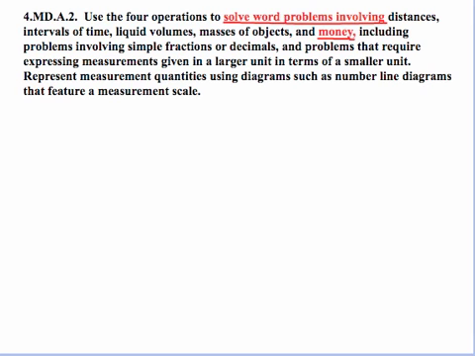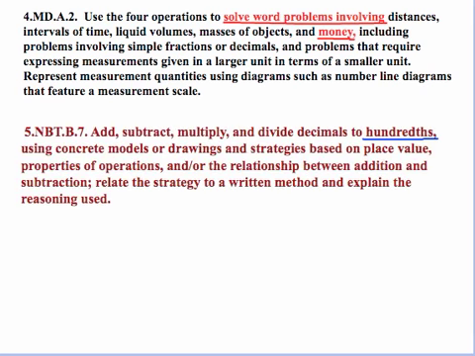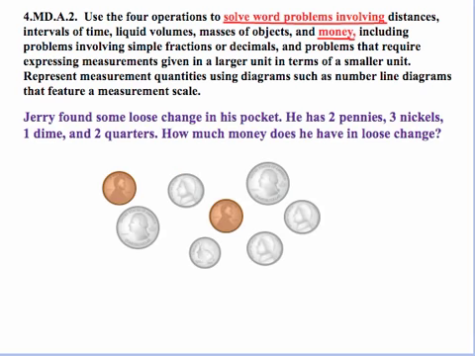Okay, let's solve something with money. Now, Standard 5.NBT.7, in the next grade, deals with adding, subtracting, multiplying, and dividing decimals to hundredths. Since money goes out to the hundredths place, using those kinds of contexts makes sense for laying the groundwork for this standard in 5th grade, where they'll already have some basic experience dealing with hundredths. So let's say that Jerry found some loose change in his pocket.